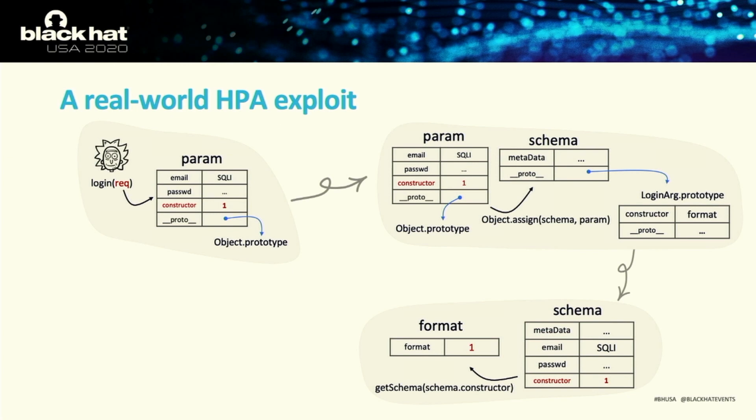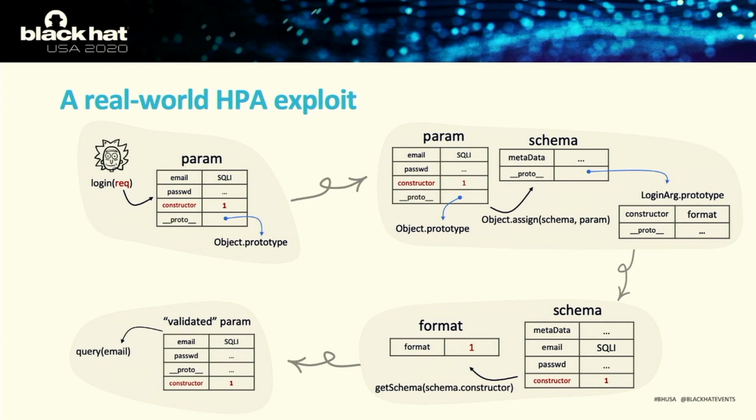To bypass the input validation, we just need to set the format specification to an invalid value, so our SQL injection payload can escape the check. The last step is much more straightforward. The validated payload then flows into the sensitive database API to finish the entire attack. So this is how the entire HPA exploit works.